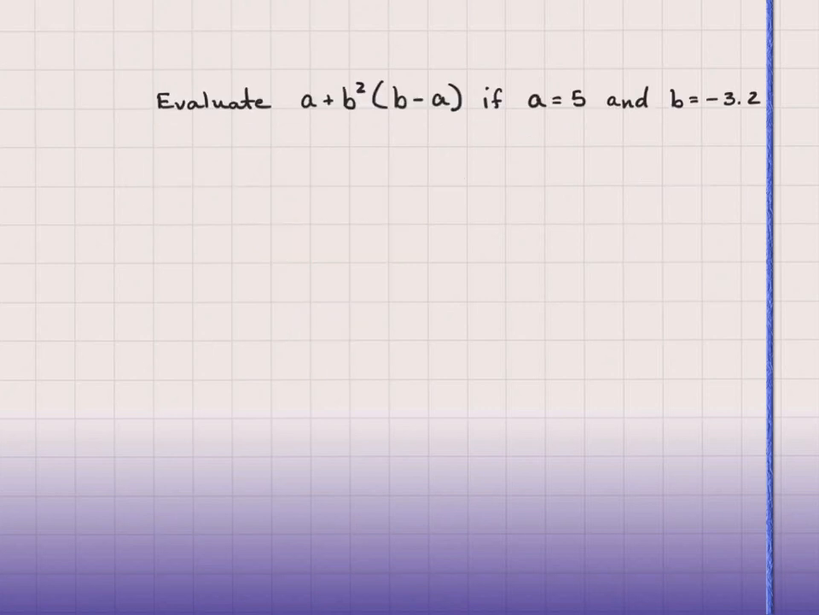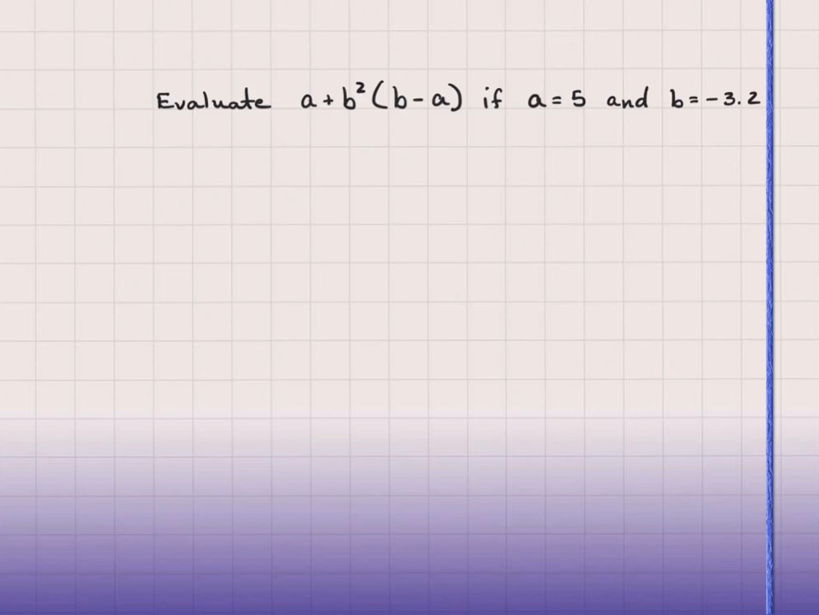Here's another example. We've got a plus b squared, and there's no symbol between the b squared and this paren, so that's going to imply multiplication right there. And b, take away a, or subtract a, in parentheses. They tell us what a and b are, so let's go ahead and do the substitution.